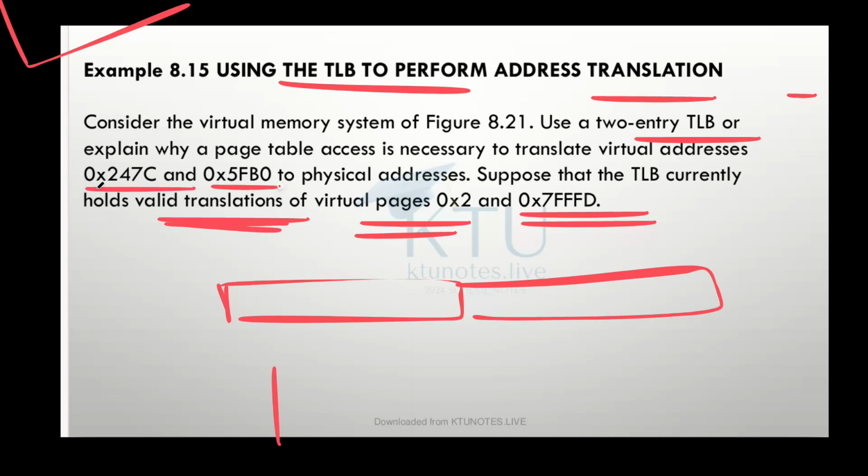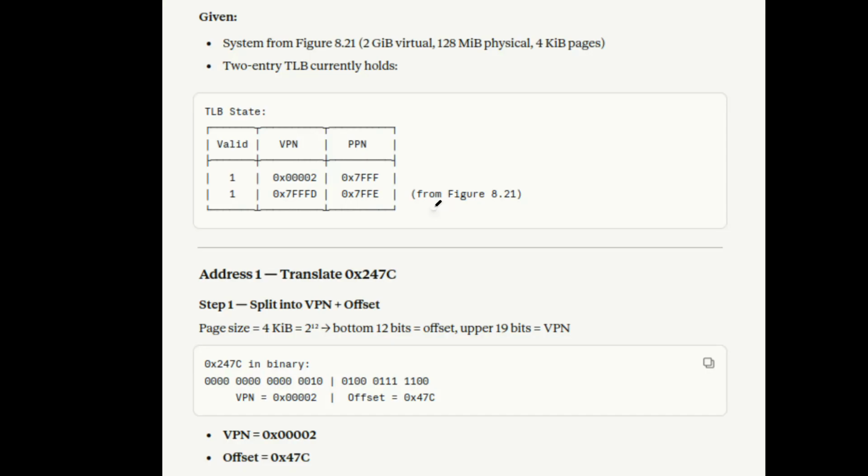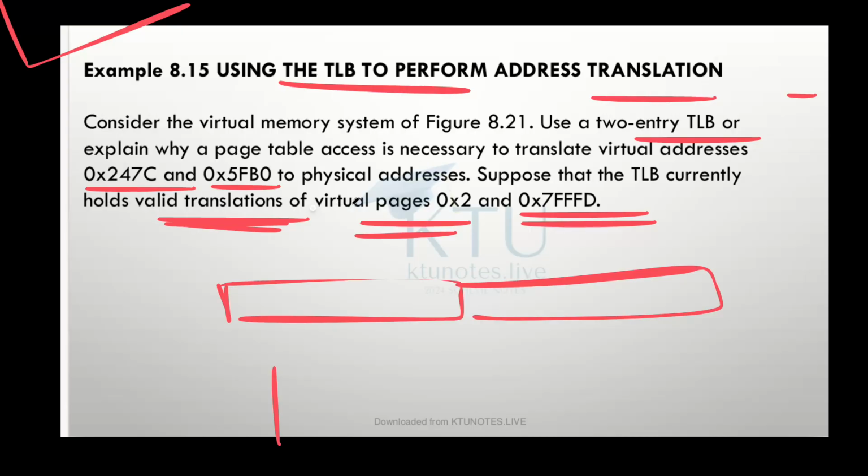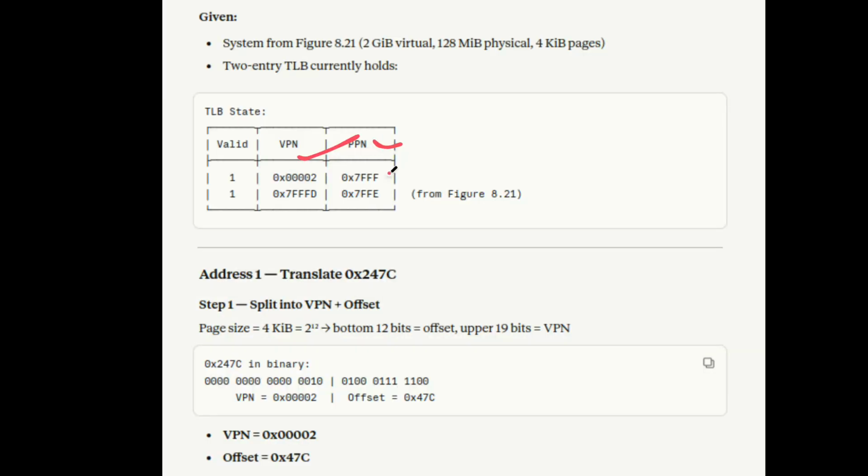So for 0x2FC, taking 0x2, a valid translation is there in our TLB, right? So a TLB hit can happen there. Here, from the figure 8.21, we can see the physical pages for 0x2 and 0x7FFD, which we will take from the page table given in our text. Their offset is 47C.